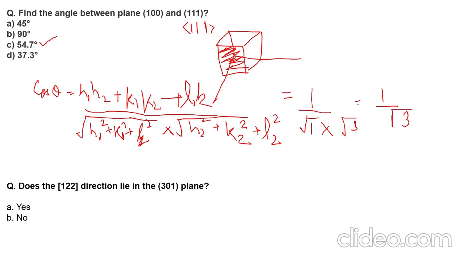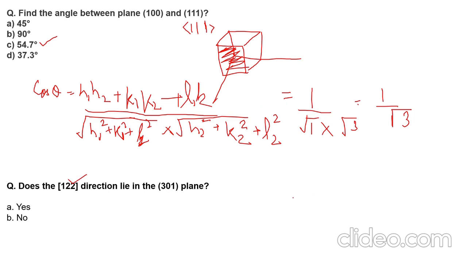You should always remember that if you have a plane, the perpendicular to that plane will be the direction of that plane. So that can also be helpful. So we have another question that says, does the 122 direction lie in the 301 plane? You are given a plane, the 301 plane, and you want to see if this direction 121 lies in the plane.